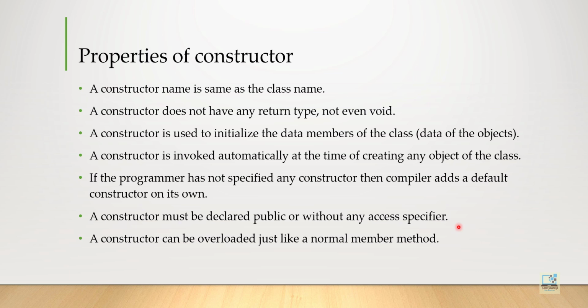Or if you don't want to write the access specifier, you can leave it without any access specifier also, it's going to work. But you cannot have a private or a protected constructor. And the last point, the seventh one, is a constructor can be overloaded just like a normal member method. I've already explained method overloading, to have more than one method in a class with the same name but different parameters. Now the same applies to the constructor also, it can also be overloaded. We will be discussing that in a later slide.